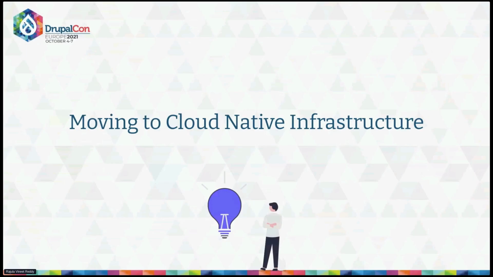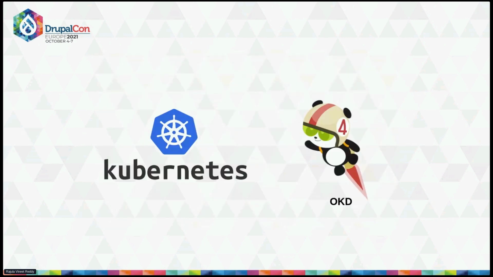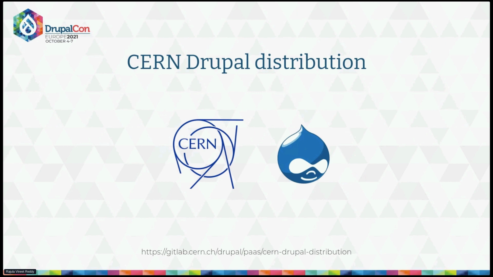So our plan was to move to a cloud native infrastructure. So just reiterating, everything was on monolithic, like we explained. We wanted to move to a microservice architecture where there's a lot of isolation. So the new infrastructure is based on Kubernetes, but we use OKD. OKD is an open source community version of a Kubernetes distribution. It's OpenShift, but it's a community version of OpenShift. So I'll now let my colleague Francisco talk about the components.